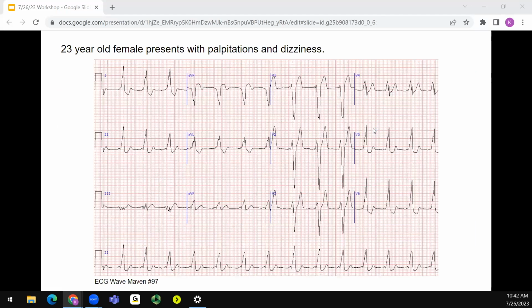I guess this will be our, I don't know how much time, we're out of time. All right. We're out of time. But we can do this, just one last one. So 23-year-old female with palpitations, dizziness.